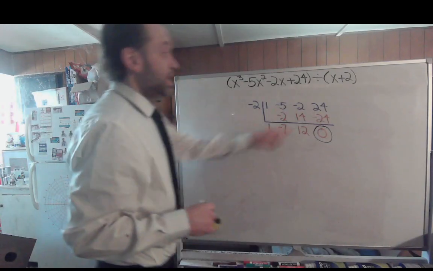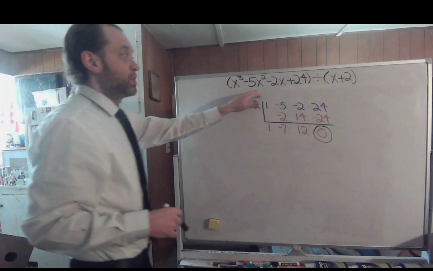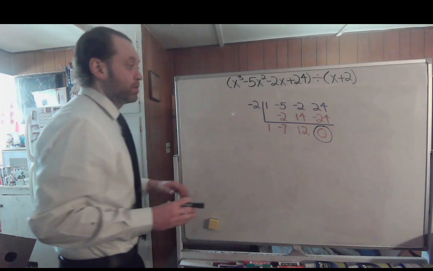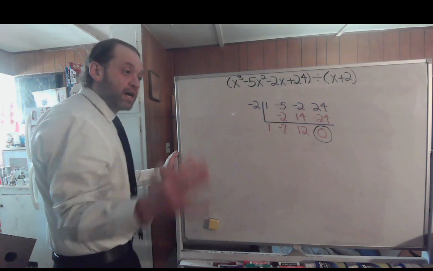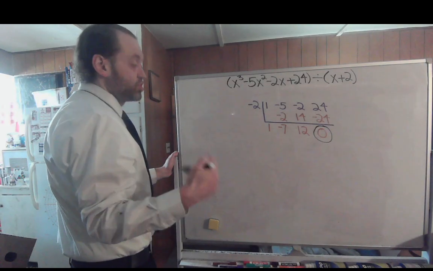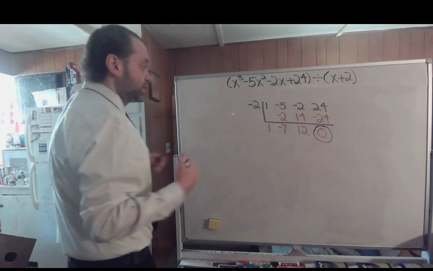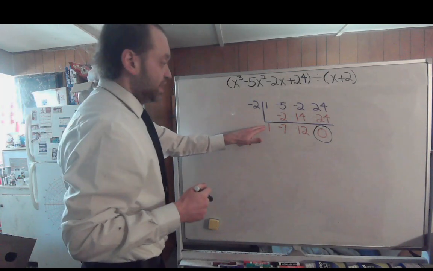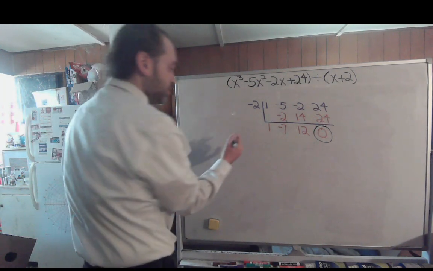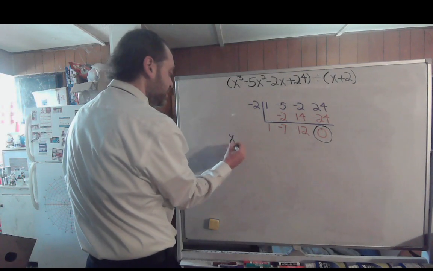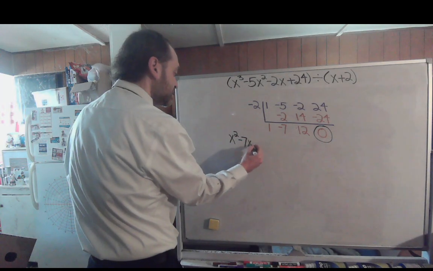So this means that x plus 2 is a factor of x to the third minus 5x squared minus 2x plus 24. Since you have a remainder of 0, x plus 2 would be a factor of this polynomial, which also means that f of negative 2 equals 0. So now to write the result, the 1 is the coefficient of 1 less power than x to the third, what you started with. So the other factor you would get is x to the second minus 7x plus 12.